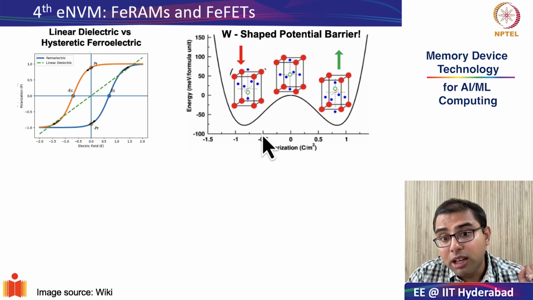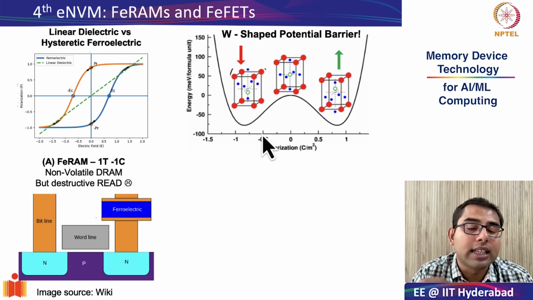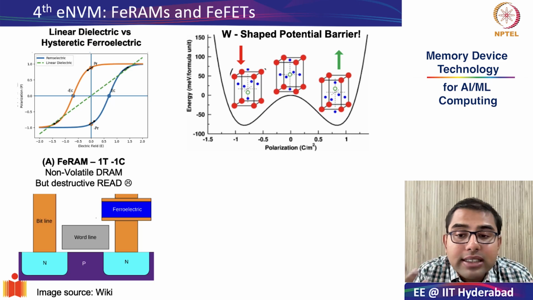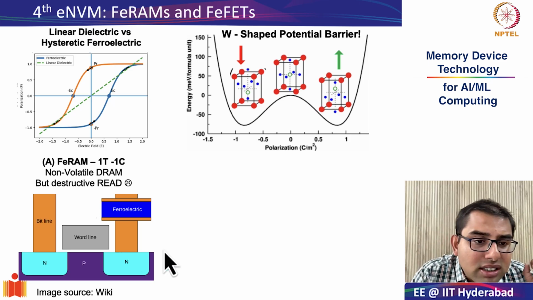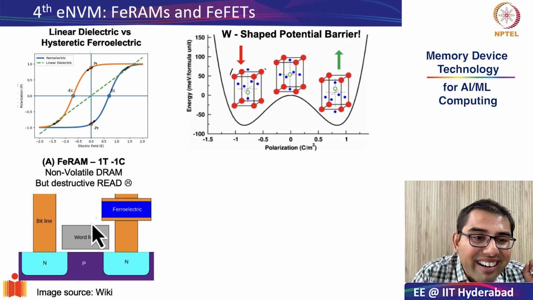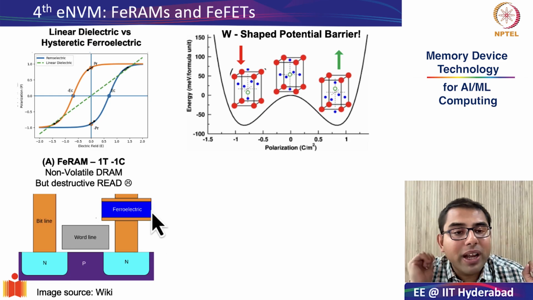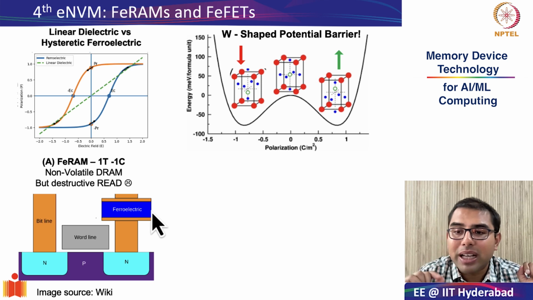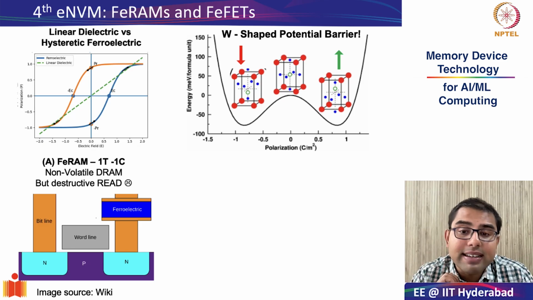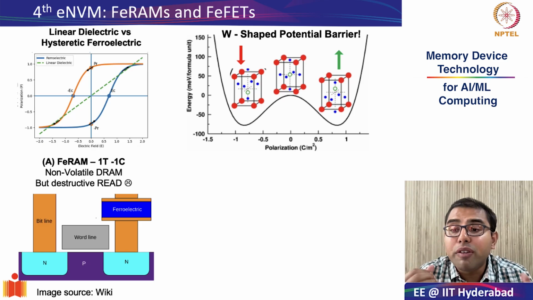All this is very nice, but how do we leverage this in devices? And this is where things become very interesting. As you can see, you can leverage these devices by using the same 1T, 1C structure, but instead of using a regular capacitor, you have replaced it with a ferroelectric capacitor. And this is very similar to DRAM, but the interesting thing when you replace this standard dielectric capacitor with a ferroelectric capacitor is it starts giving you a non-volatile DRAM effect.